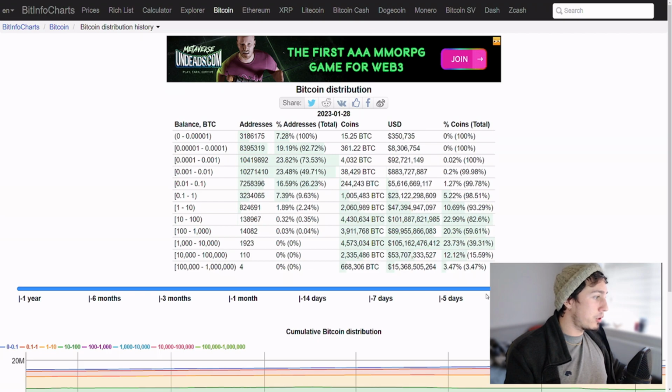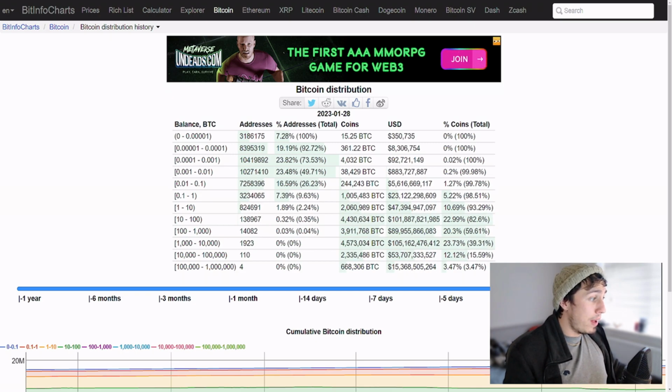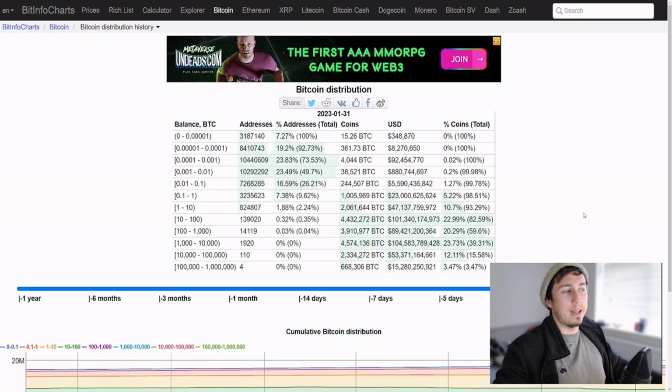And looking at this particular chart here, it shows the consumer behavior and all the addresses holding x amount of Bitcoin on the left that we can see. Over the last 3 days, the addresses holding between 0.1 and 1 Bitcoin has actually gone up by a few thousand. So we're getting more whole coiners in markets.